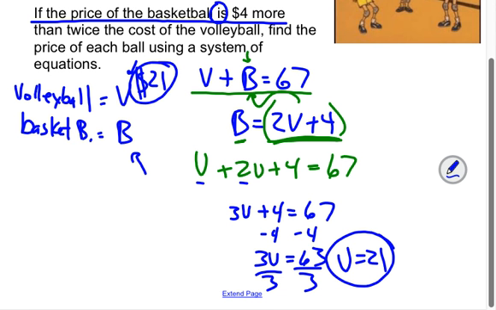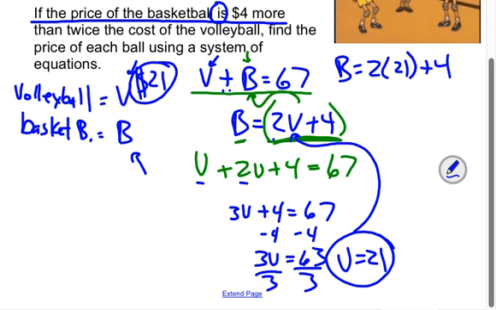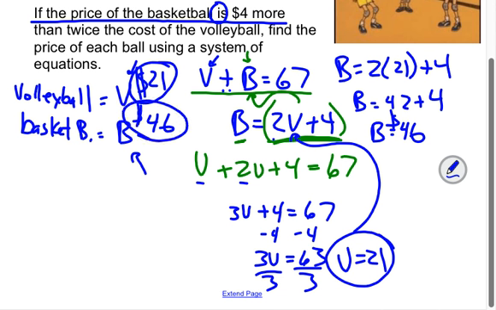Either one of these equations would work well. You could plug 21 in for v up here and just subtract 21 from both sides. Or you can plug 21 in for v right here. I'll do that. b equals 2 times 21 plus 4. Okay, so that means b is equal to 42 plus 4, or the price of a basketball is $46. And they wanted both answers, so there we go.